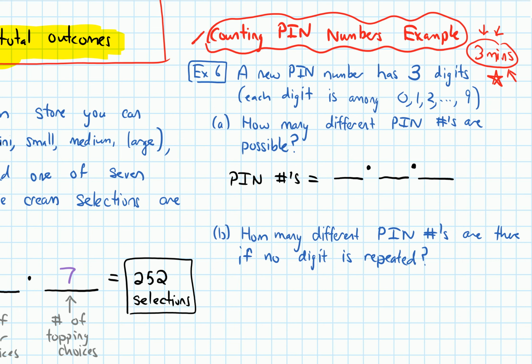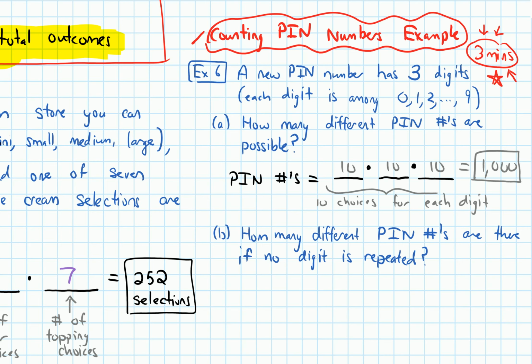So in A, there's no restrictions here on what any of these digits can be. So that means that there are 10 choices for each digit. They can be any of the integers from 0 through 9. So I'll have 10 times 10 times 10. And multiplying these out, we get 1,000. 1,000 such PIN numbers. So that one wasn't too bad. Pretty straightforward. At least pretty quick to get the answer.